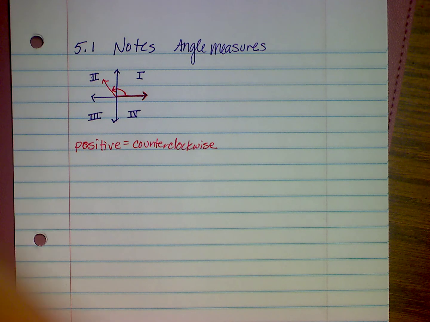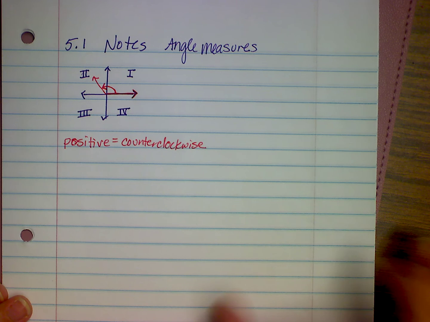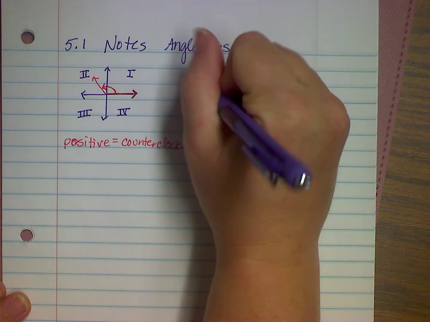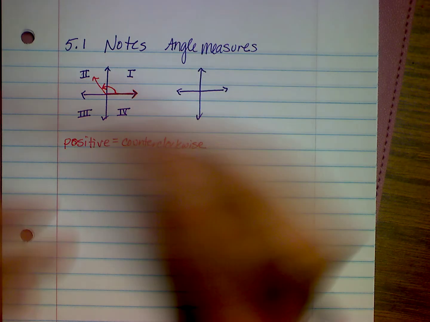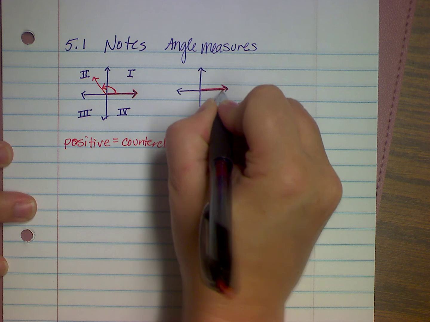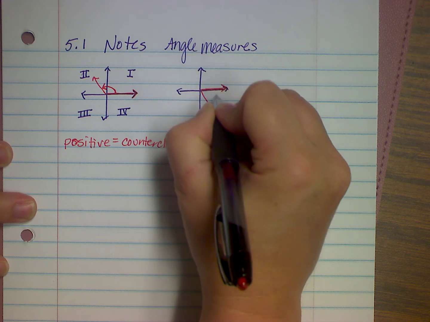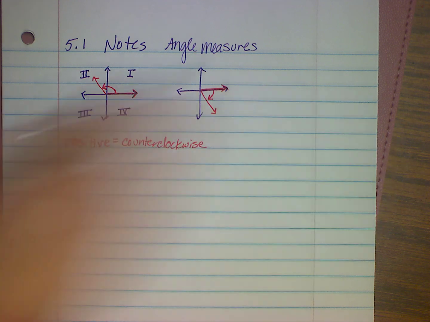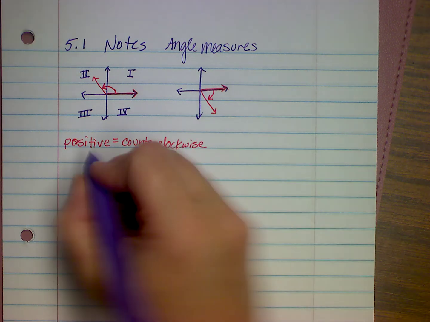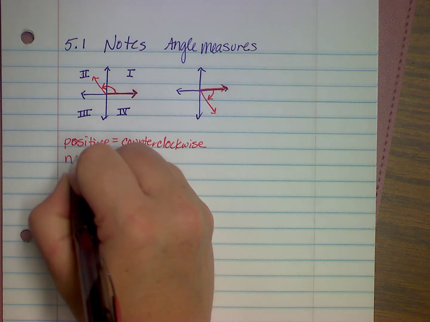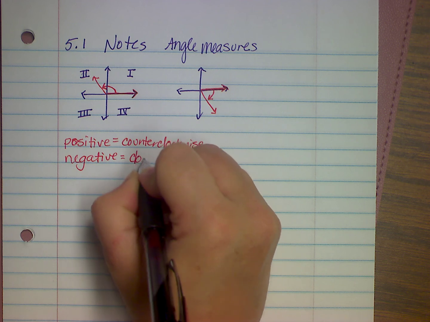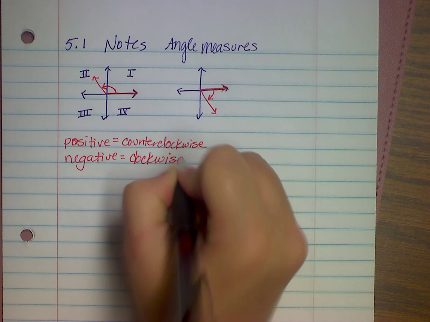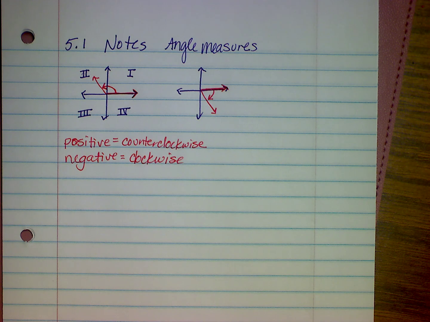Okay. Have I lost anybody yet? Still good? Okay. What happens if my initial side always is in the same place, but what happens if my angle goes down here and I'm talking about this part right there? What do I have there? It's negative. I have a negative angle. So negative angles go clockwise. Okay? So far so good?